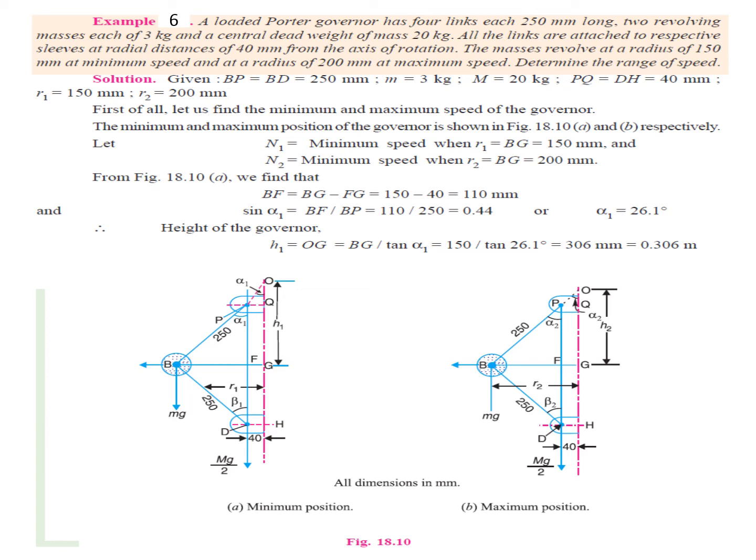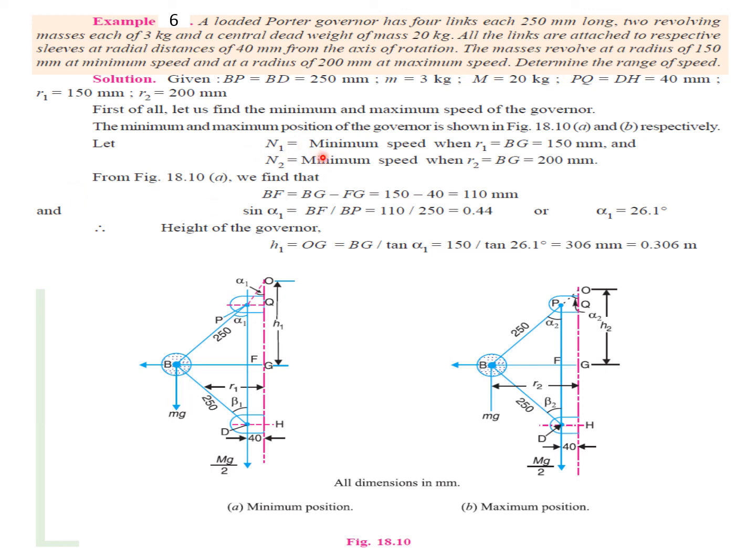Next problem. A loaded Porter governor has 4 links each 250 mm long, 2 revolving masses each of 3 kg, and a central dead weight of mass 20 kg. All the links are attached to the respective sleeve at a radial distance of 40 mm from the axis of rotation. The masses revolve at a radius of 150 mm at minimum speed and a radius of 200 mm at maximum speed. Determine the range of speed. One important thing here is both upper arms and lower arms are attached at an offset distance of 40 mm from the axis of rotation.